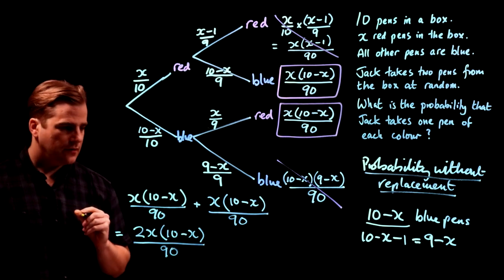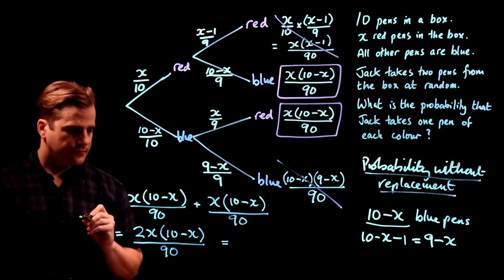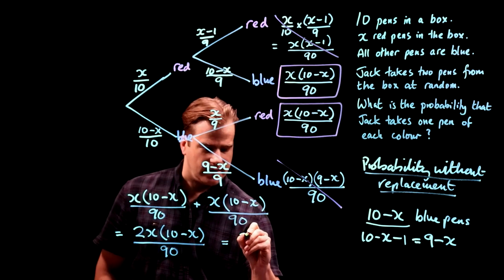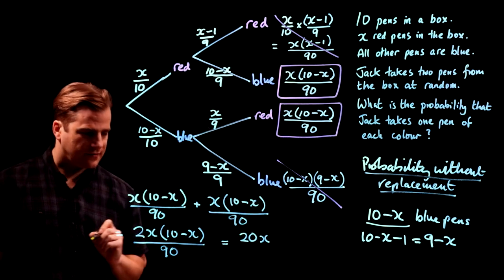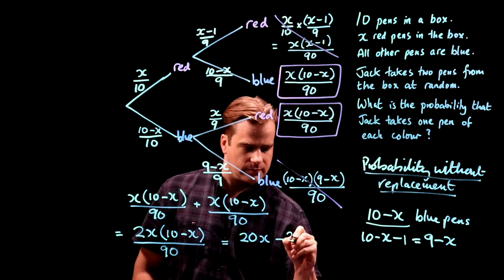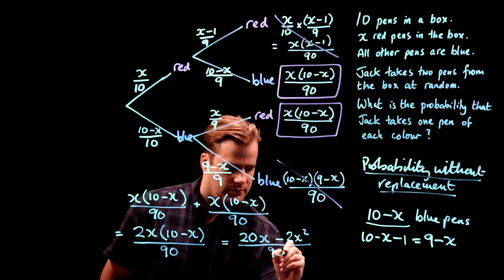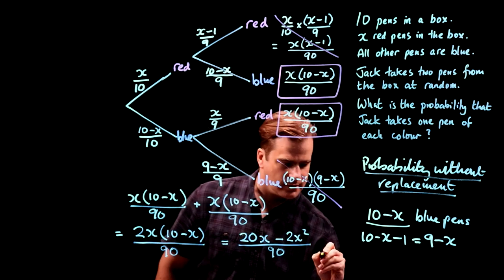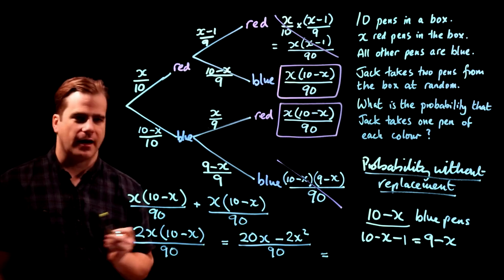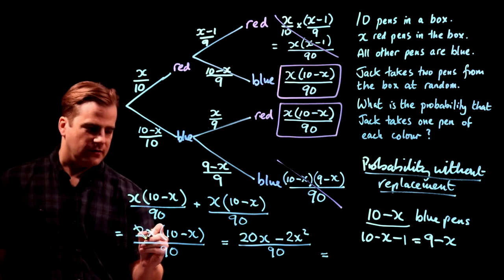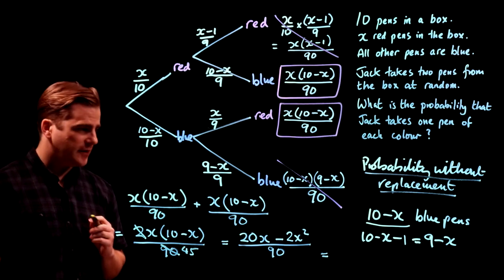Okay? Right, we've just got to simplify it now. Let's multiply out the bracket. 2x times 10 is 20x. 2x times minus x is minus 2x squared. All over 90. Okay, and that equals. It might have been better to cancel here before multiplying out the bracket. That's probably the slightly better route to go down, but this isn't the end of the world.